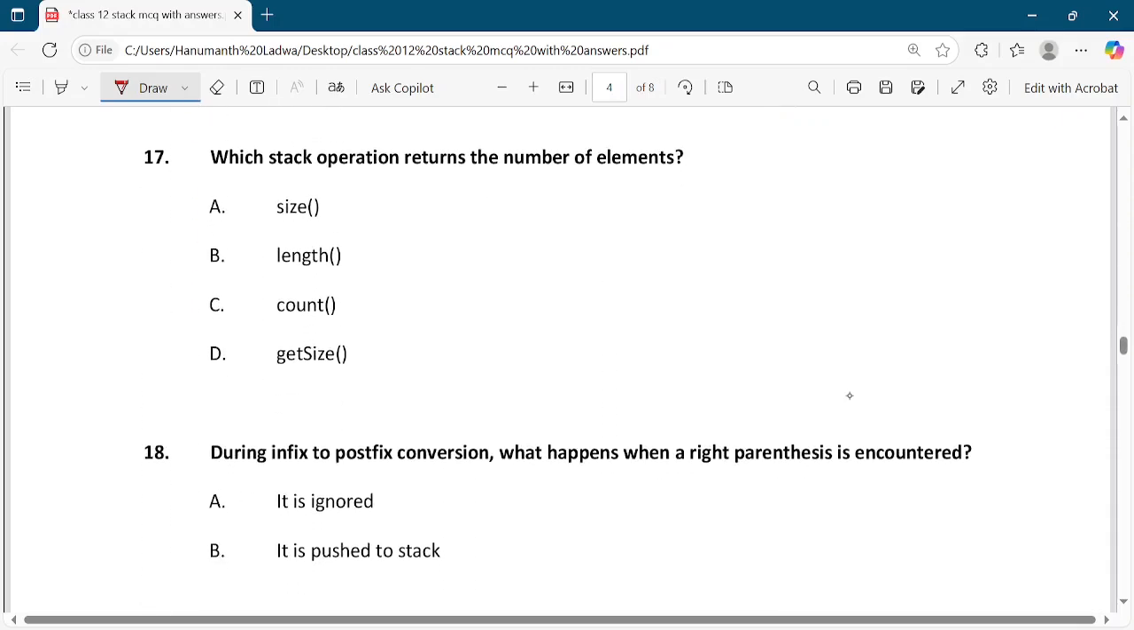Question number 17. Which stack operation returns the number of elements? Option A, size. B, length. C, count. D, get size. So here option A, size is the right answer.